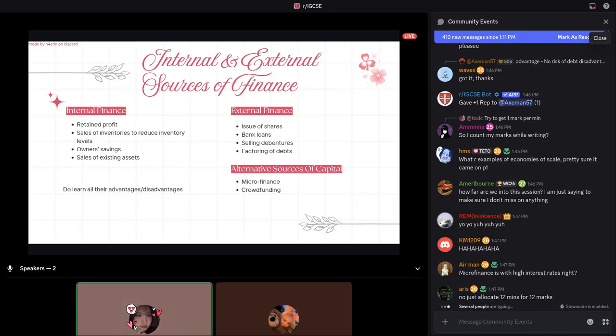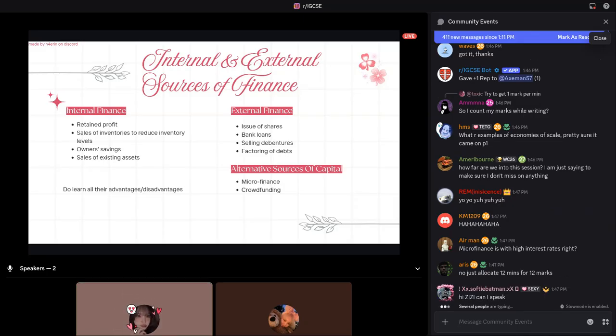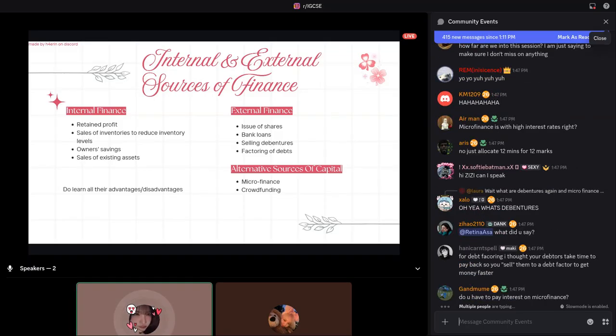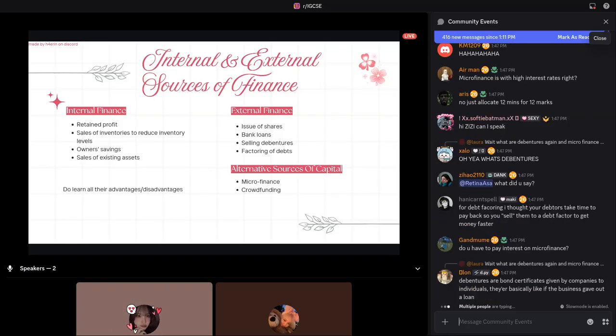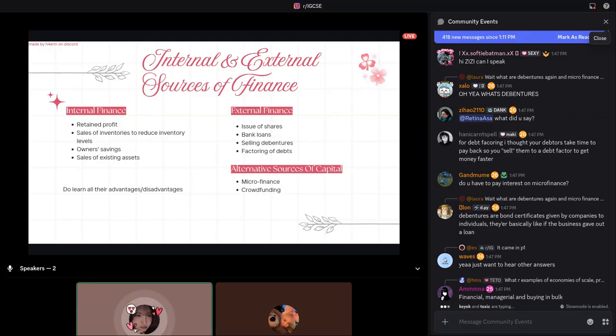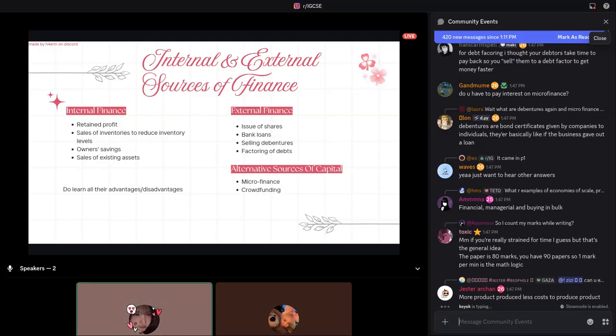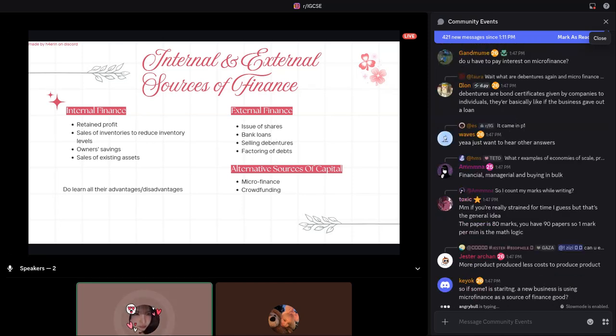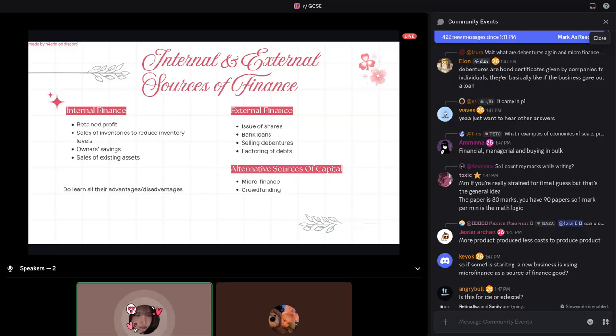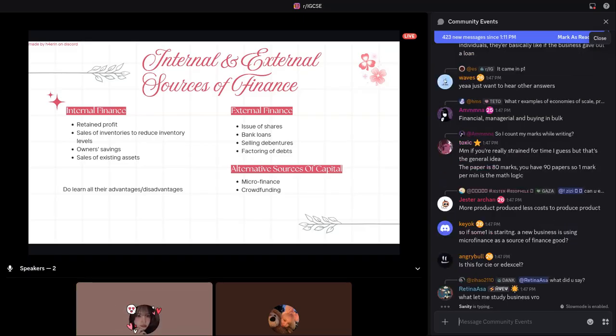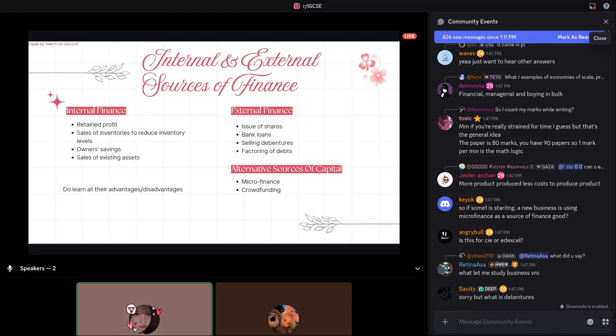Economies of scale. To put it in simple words, it's a way to lower the average cost to make each unit. Basically, when you produce a larger volume of a product, it lowers the average cost to make each unit. For example, when you're bulk buying or having efficient production.